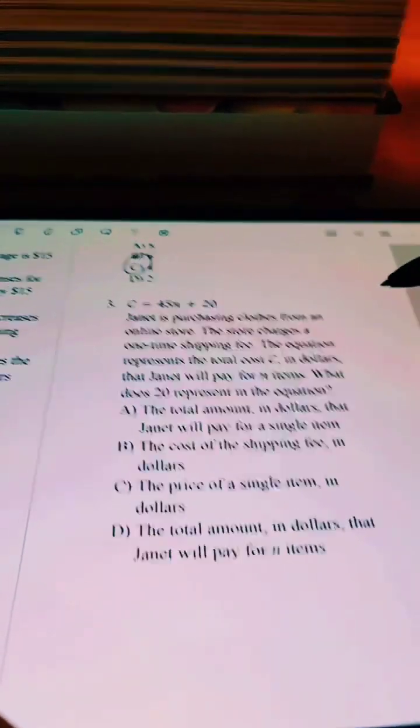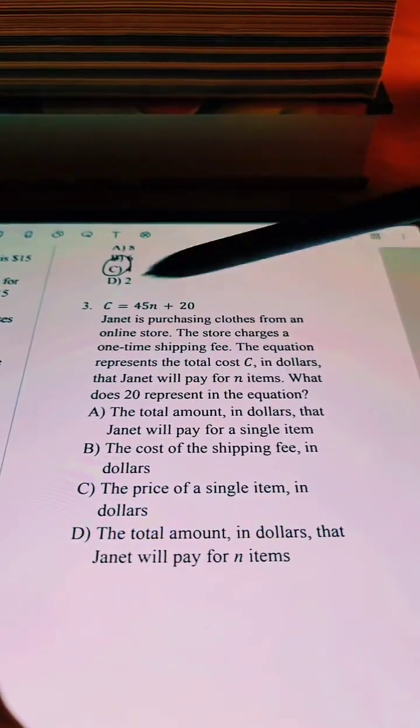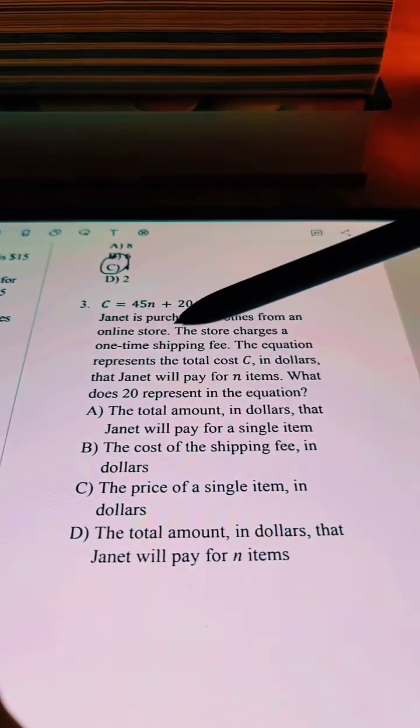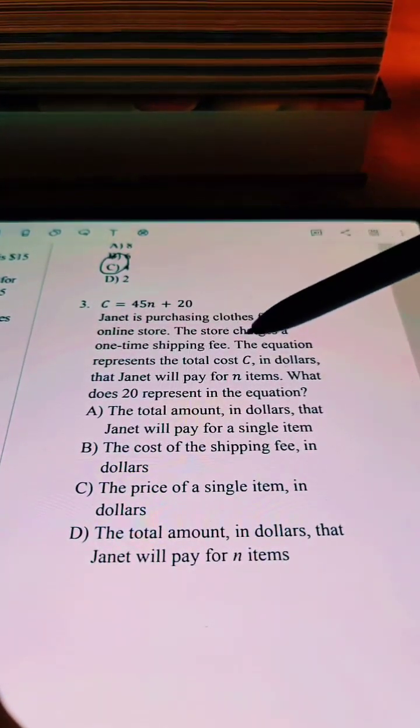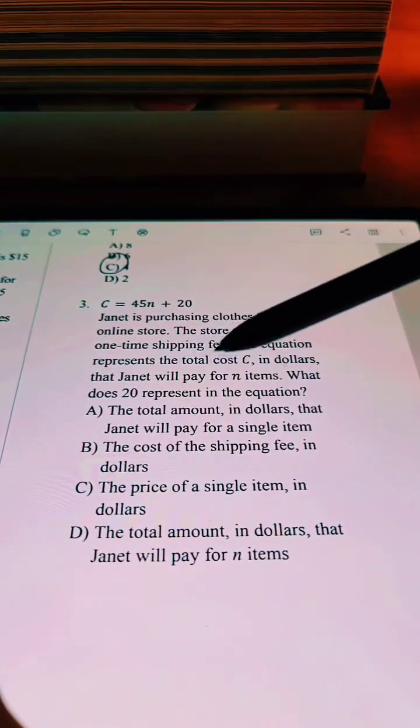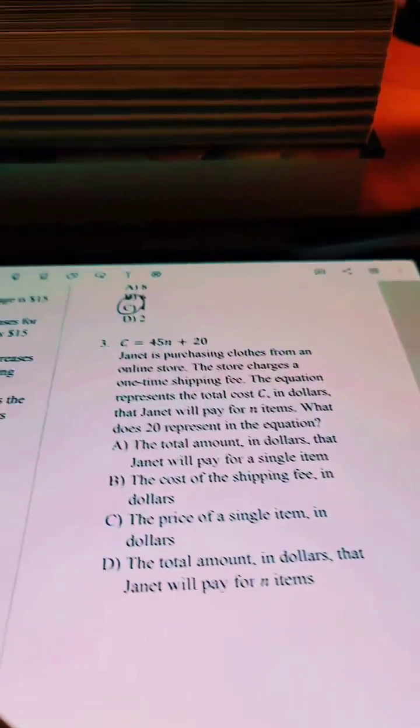So let's go to number 3. Janet is purchasing clothes from an online store. The store charges a one-time shipping fee. The equation represents the total cost, C, in dollars, that Janet will pay for n items. What does the 20 represent?